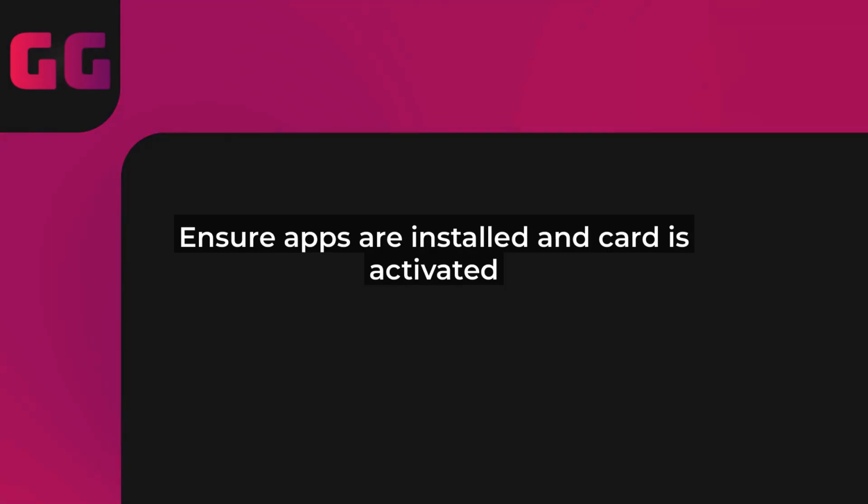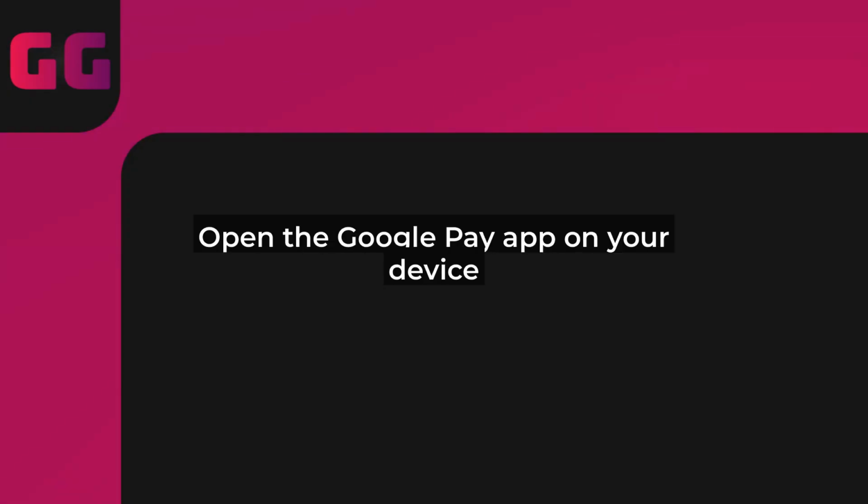Let's jump right in. First off, before we get started, make sure you have a few things ready. You'll need the Google Pay app installed on your Android or iOS device, and your Cash App card should be activated in your Cash App account. If you don't have these, download the apps and set them up quickly. It's straightforward. Okay. Step 1.